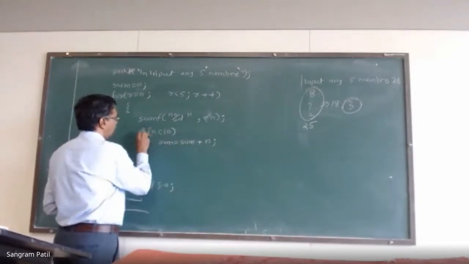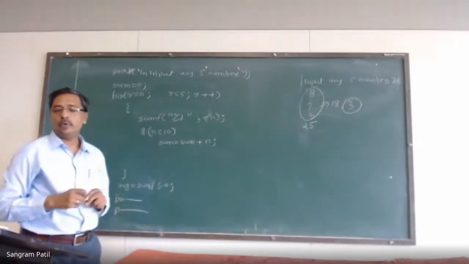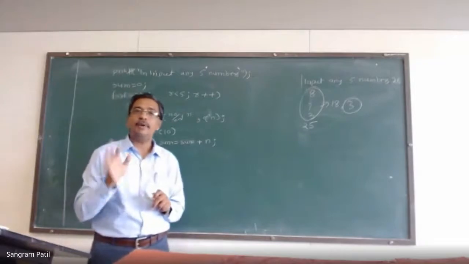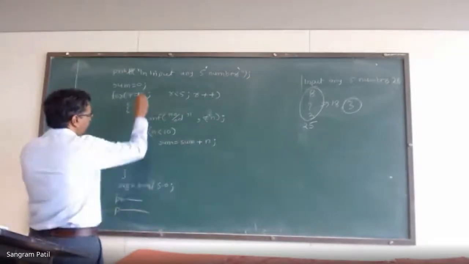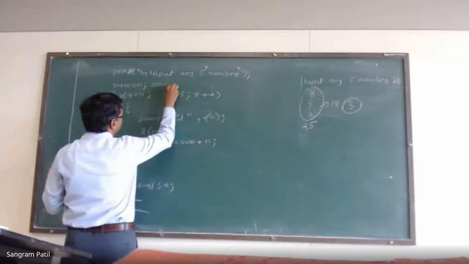So here with this addition we have to find out how many numbers are less than 10. So we have to take one more variable as a count.